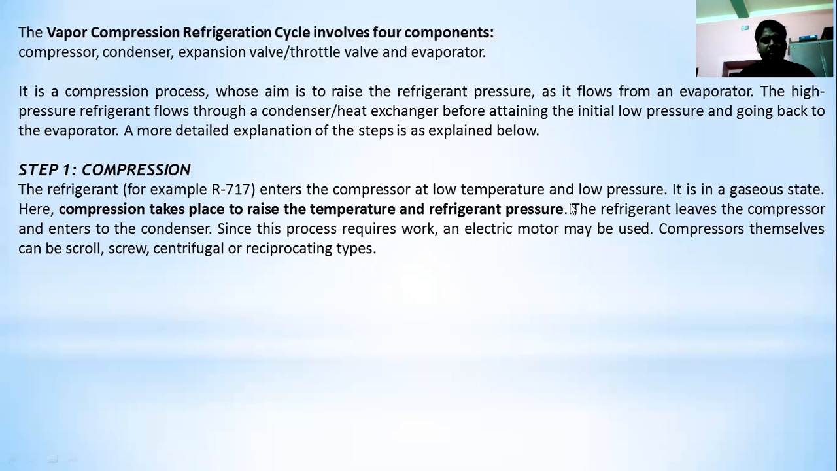Number one, compression. The refrigerant enters the compressor at low pressure and low temperature. It is in a gaseous state. Here, compression takes place to raise the temperature and refrigerant pressure. That means from low temperature, low pressure to high temperature, high pressure. The refrigerant leaves the compressor and enters the next step, that is the condenser. Since the process requires work, an electrical motor is required.